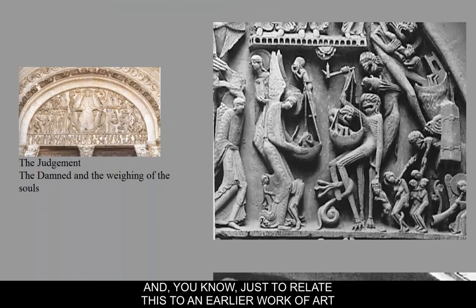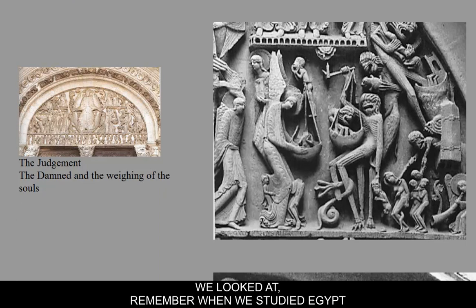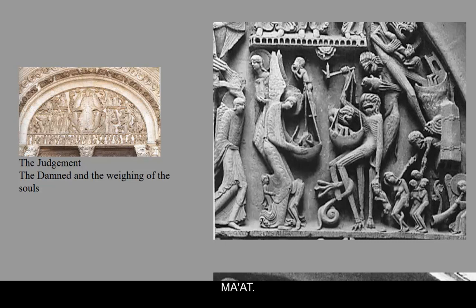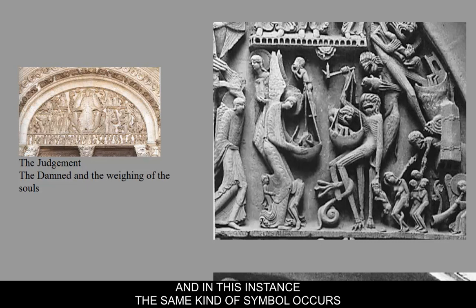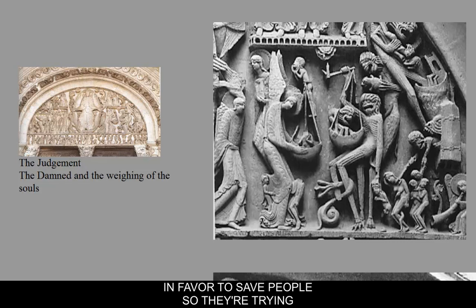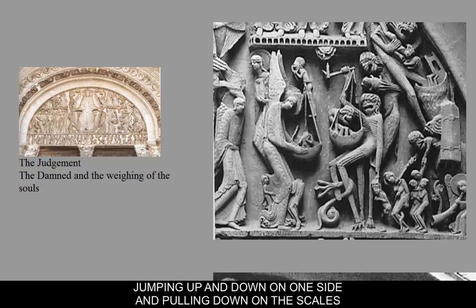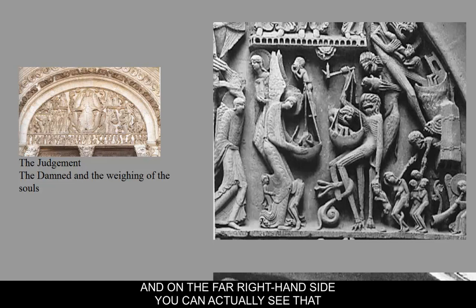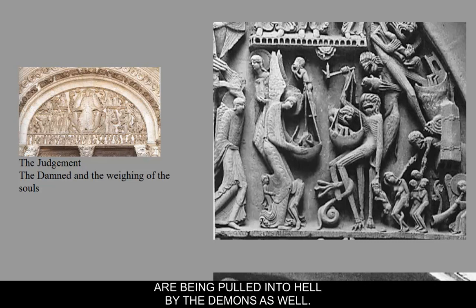And, just to relate this to an earlier work of art we looked at, remember when we studied Egypt, there was the last judgment of Hu-Nefer and scales of judgment, and you were being weighed against the feather from the goddess of justice, Ma'at. And in this instance, the same kind of symbol occurs. We have the angels on our left-hand side who are trying to pull the scales down in favor to save people. So they're trying to save people. And then you have these really scary demons who are jumping up and down on one side and pulling down on the scales because they're trying to pull people into hell. And on the far right hand side, you can see that some people who have not passed judgment are being pulled into hell by the demons as well.